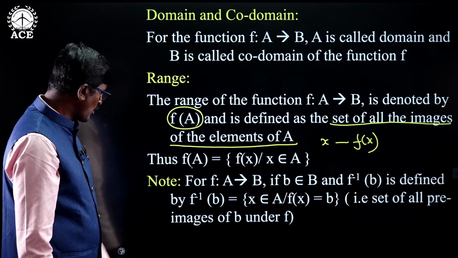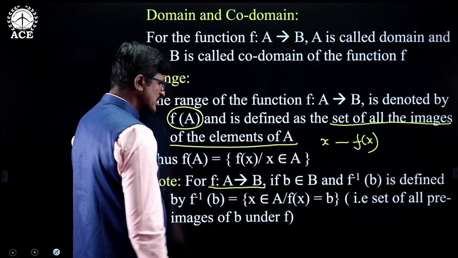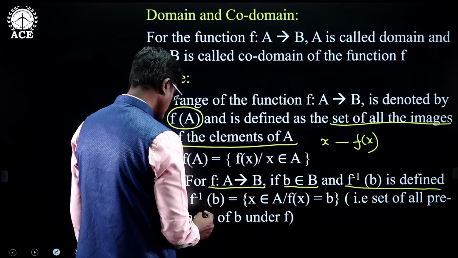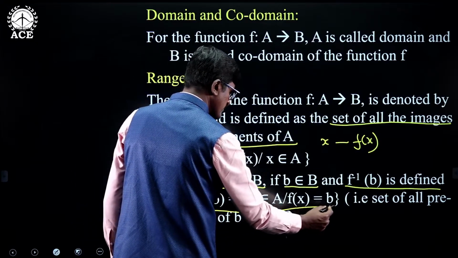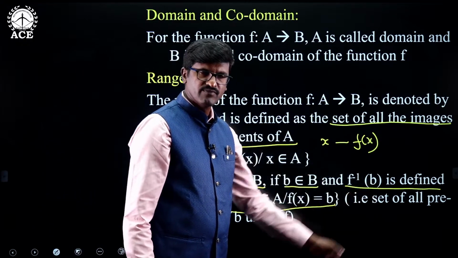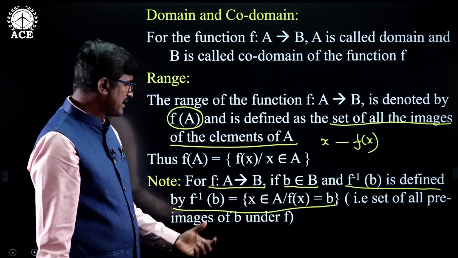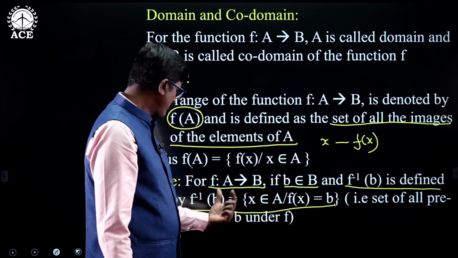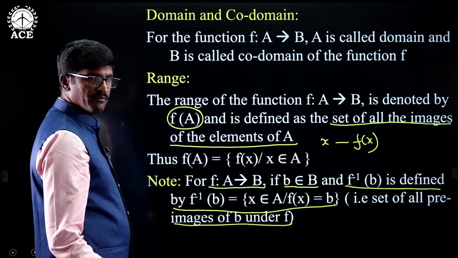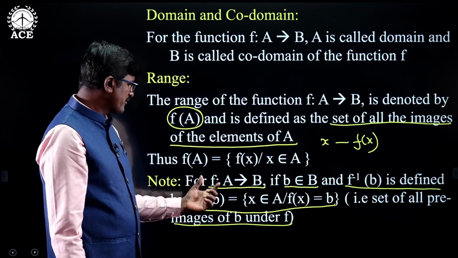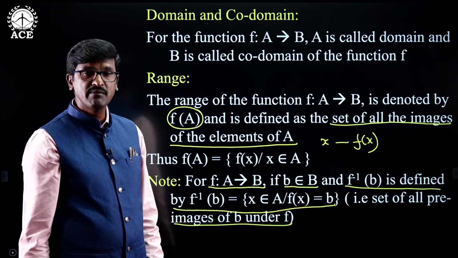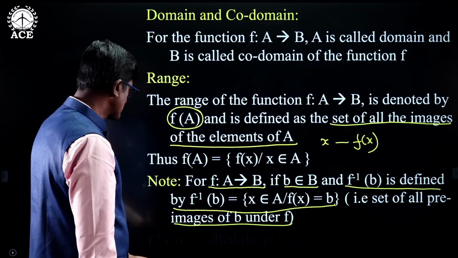Now note this point. For the mapping f from A to B, if b belongs to B, then f inverse of b is defined like this. Here, f inverse of b is called the set of all pre-images. F of a is the image and f inverse of b is the set of all pre-images. So for any function f that maps A to B, f inverse of B is called the set of all pre-images of capital B.